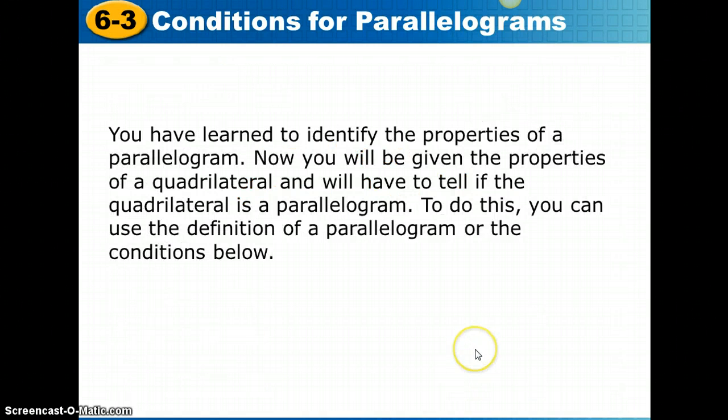All right, let's go ahead and take a look at the conditions for parallelograms lesson. You've learned to identify the properties of parallelograms. Now you will be given the properties of a quadrilateral, and we'll have to tell if the quadrilateral is a parallelogram. To do this, we can use the definition of a parallelogram or the following conditions. And here are the conditions listed for you.